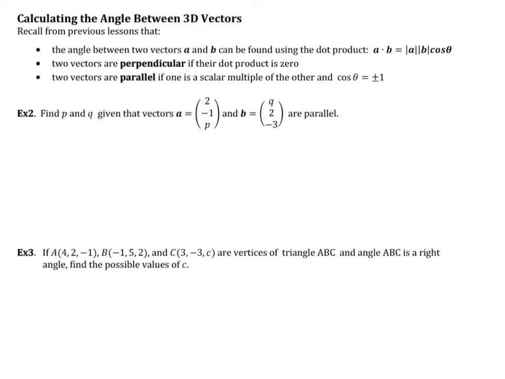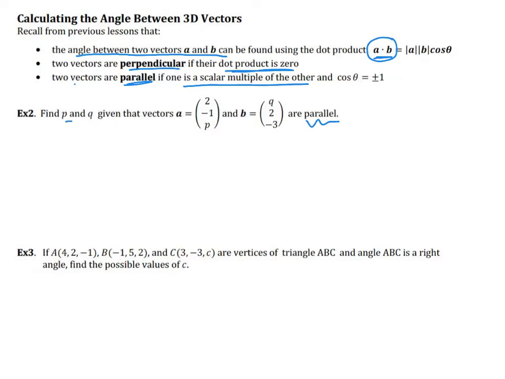All right, moving on. It says calculating the angle between 3D vectors. So recall from previous lessons that the angle between two vectors A and B can be found using the dot product, right? And two vectors are perpendicular if the dot product is 0, and two vectors are parallel if one is a scalar multiple of the other. And we are going to talk about that right now because example 2 is about these two vectors A and B being parallel to each other.